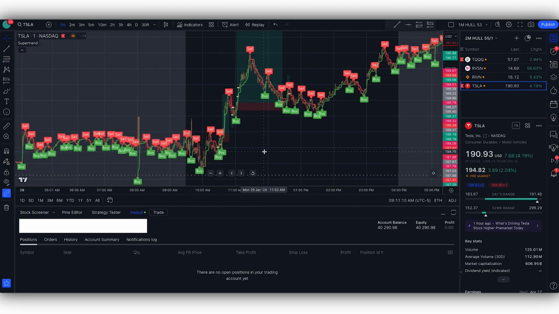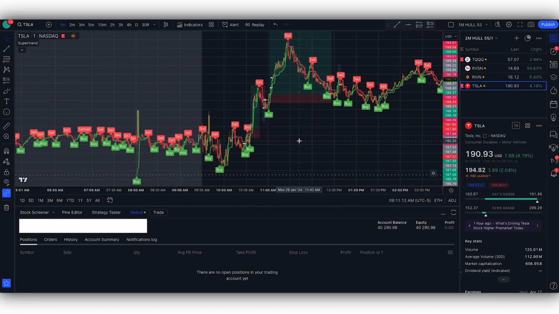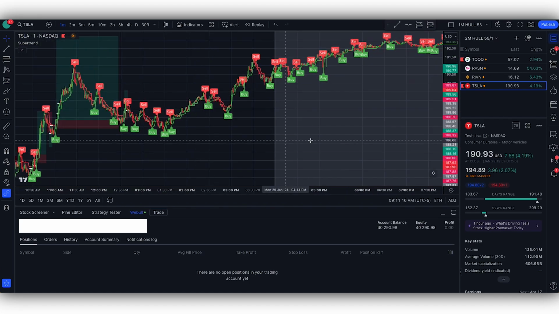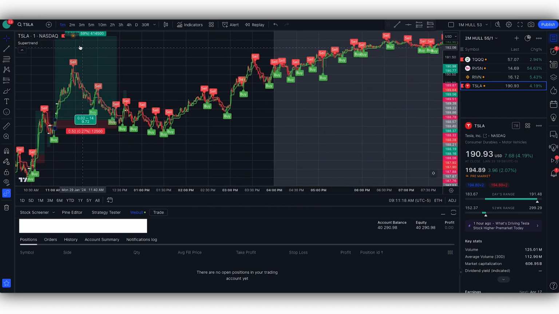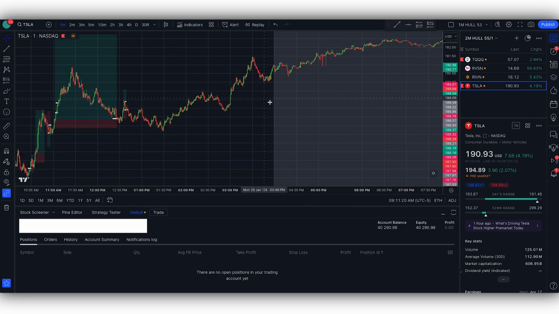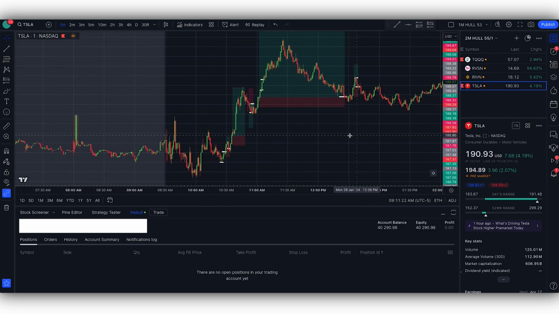So yesterday we ended green, made $340, I believe, and that's going to be the 6th day in a row that I've been green. And I'm going to go over what the strategy is, and then we're going to trade it live. So the strategy is using the SuperTrend indicator, modified.